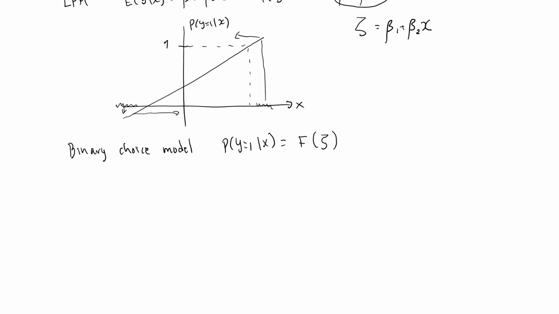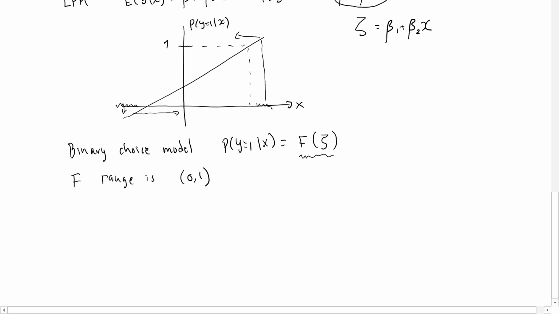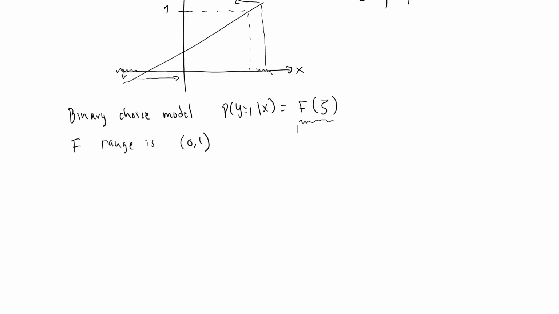And if we impose the restriction on f that f has a range which is 0 to 1, actually not including 0 and 1, then this value will never be outside 0, 1. There are several such functions that satisfy this condition, and we will look at some of them in a second.